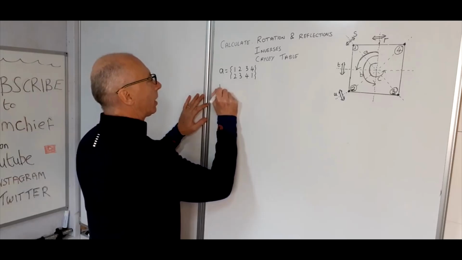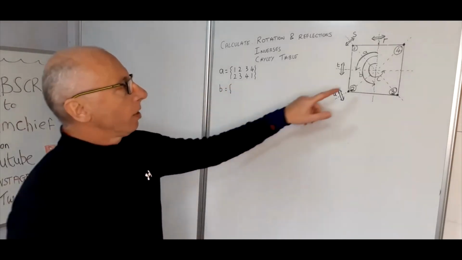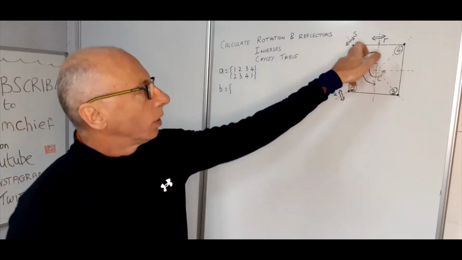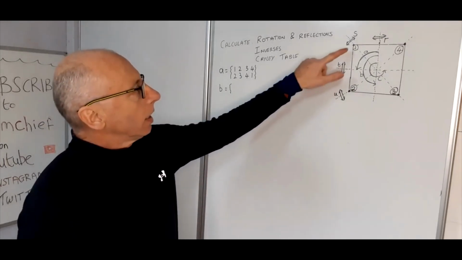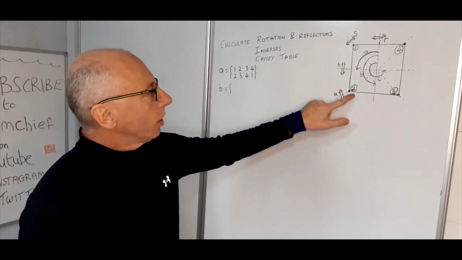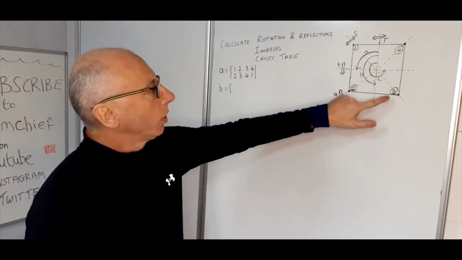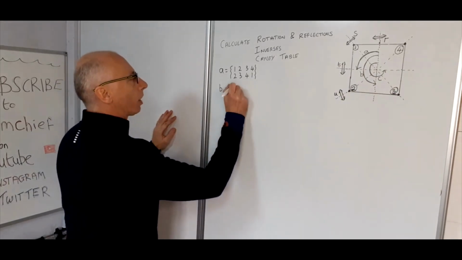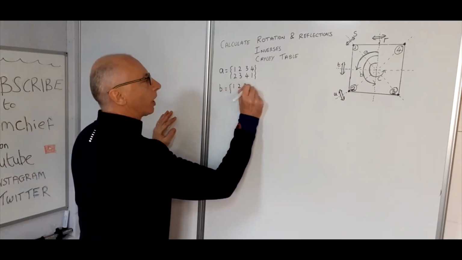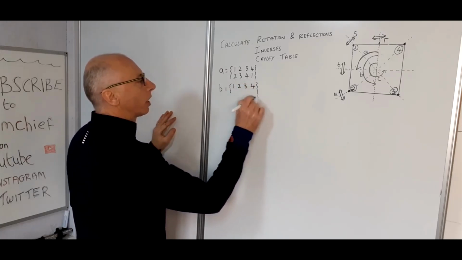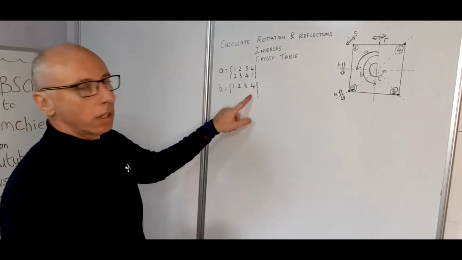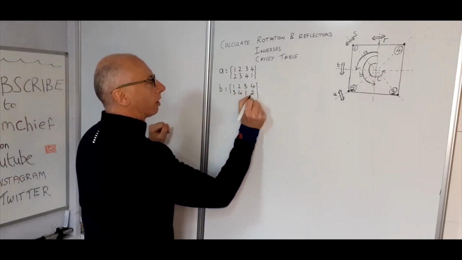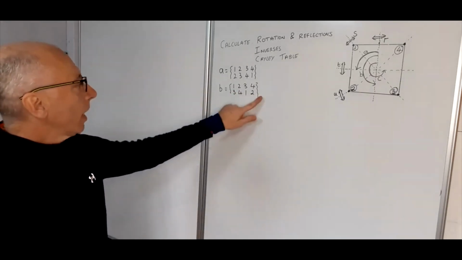Now let's have a look at B. B is a rotation through pi, so 180 degrees, now a full half rotation of the square. So 1 will end up at 3, 2 will end up in position 4, 3 will end up in position 1, 4 will end up in position 2. So the permutation again we'll just write in the same manner. These are the starting points, then on the bottom we'll write the end points. So each one now is going to jump 2 places. Okay, so that takes care of B.